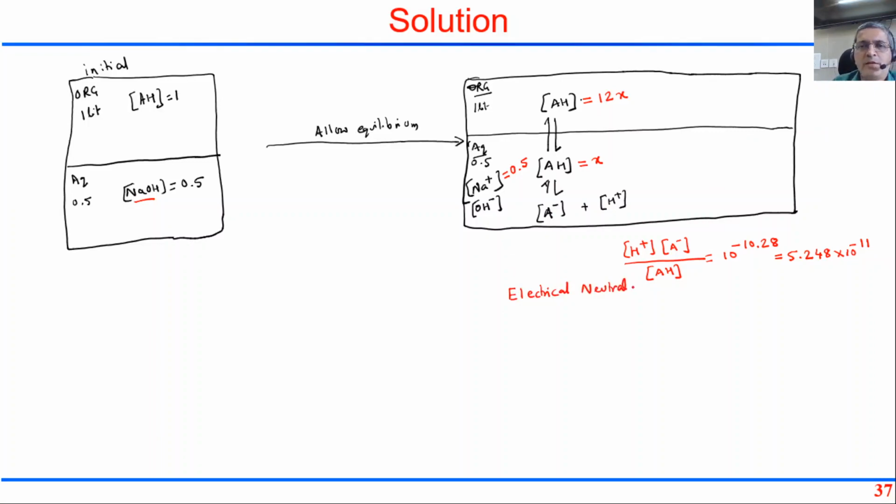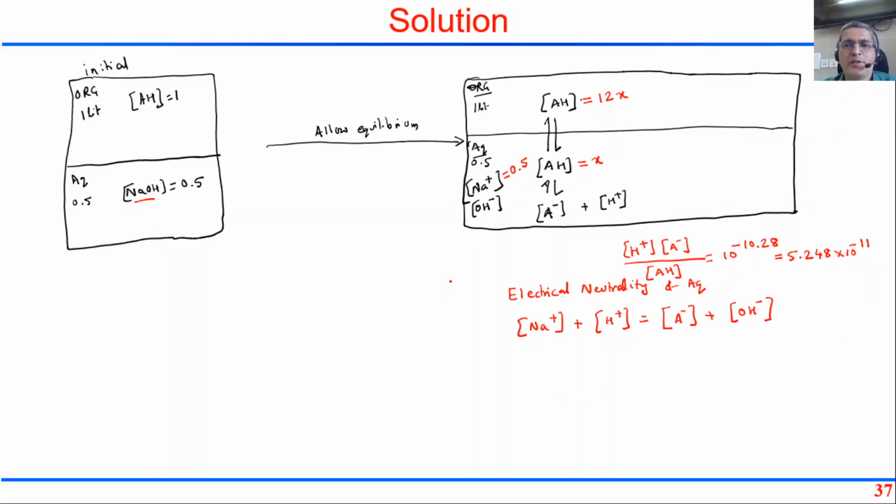Solutions have to be electrically neutral. So that means electrical neutrality. That means the Na plus ion concentration of the aqueous phase, because only in the aqueous phase we have ions. In the organic phase there are no ions. So Na plus ions plus H plus ions, can we say that this is equal to A minus ions and OH minus ions?